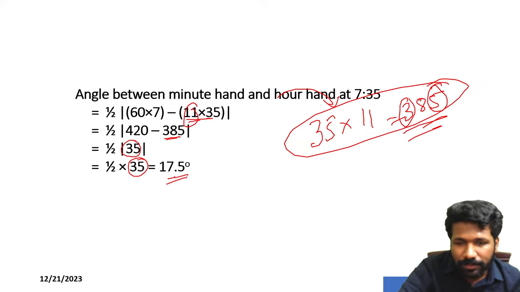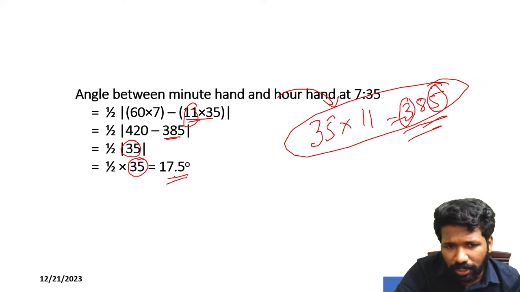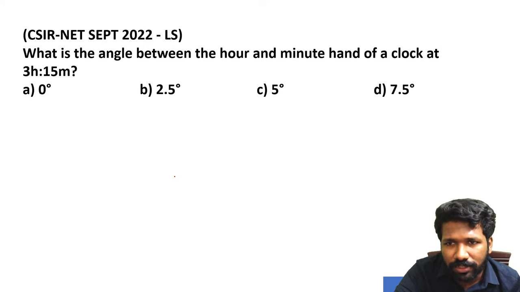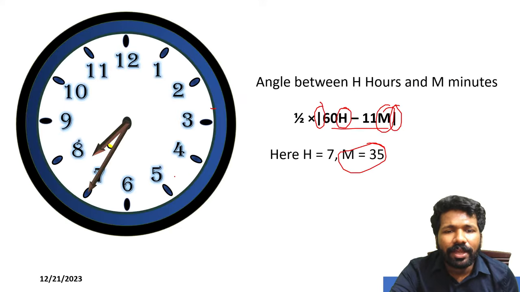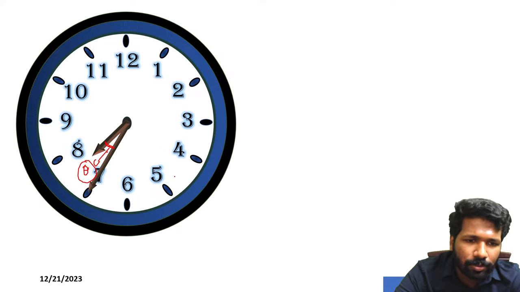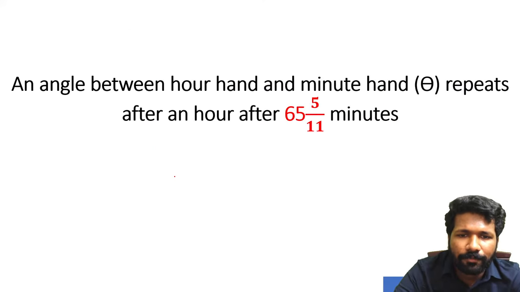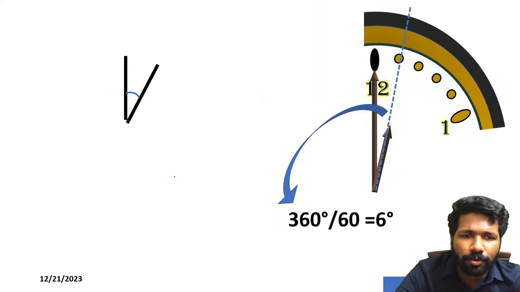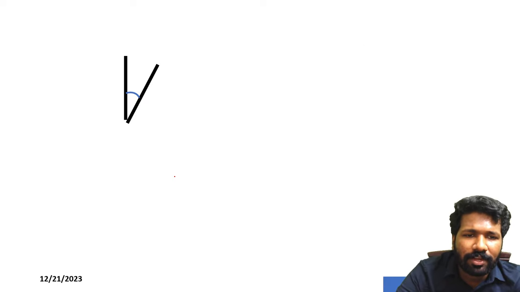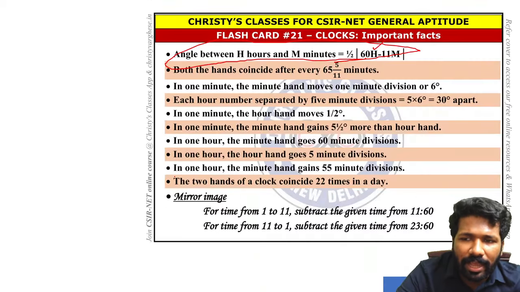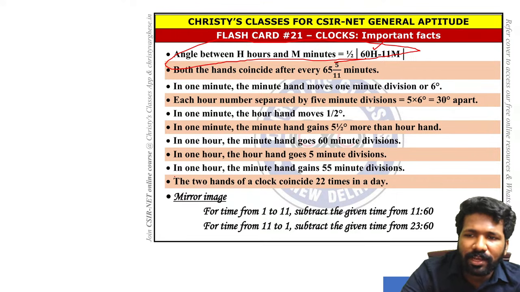All of you understood this? This is the short trick for doing these questions using the formula. Now I will tell you the logic behind it also. Logically also you can do it. But for doing it logically, first of all, you need to know how much angle the minute hand travels every minute and how much angle the hour hand travels. After that, I will tell you the logical way of doing the same question.